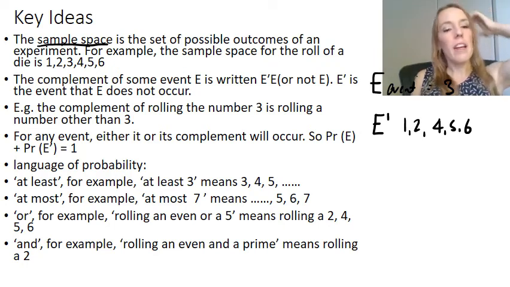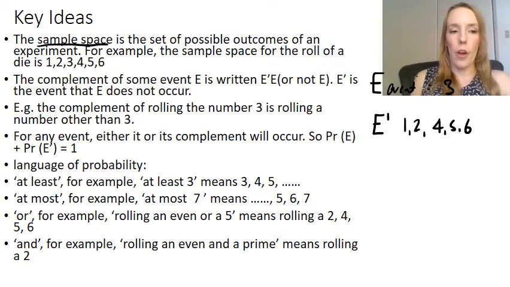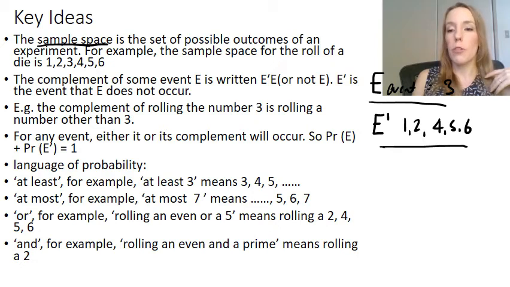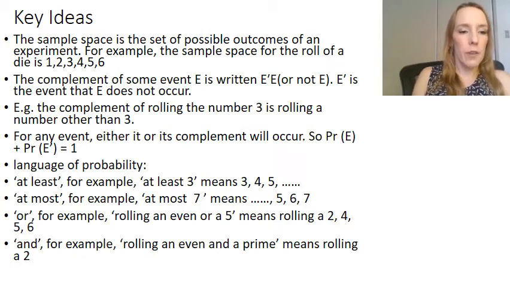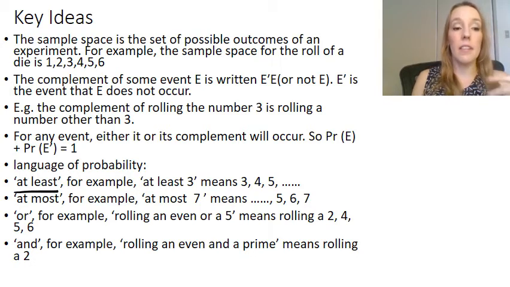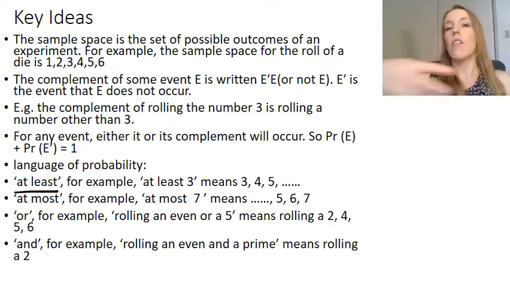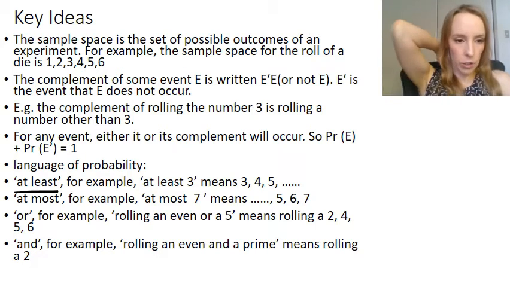Okay, so for any event, either it or its complement will occur. For instance, when you roll a die, you're either going to get the event, so you're going to get a 3, or you're going to get its complement, everything else. There's no other option. Hopefully that clears that up a little bit. There are also a few other terms that are part of the language of probability. For instance, the words at least. For example, at least a 3 means 3, 4, 5, 6, 7, anything greater than a 3, or 3 and greater, I should say.